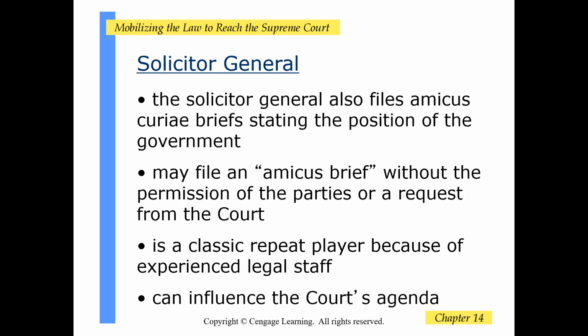They may file an amicus brief without the permission of the parties, or they may have a request from the court to file an amicus curiae brief. The Solicitor General is a classic repeat player because of experienced legal staff and can influence the court's agenda.